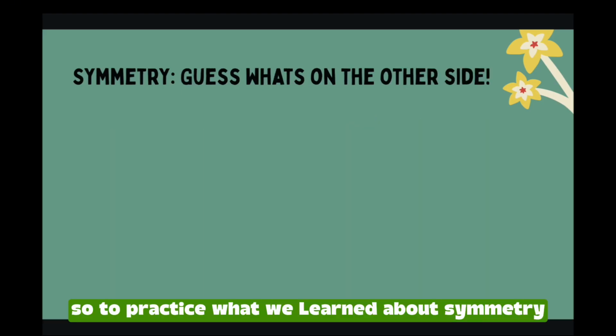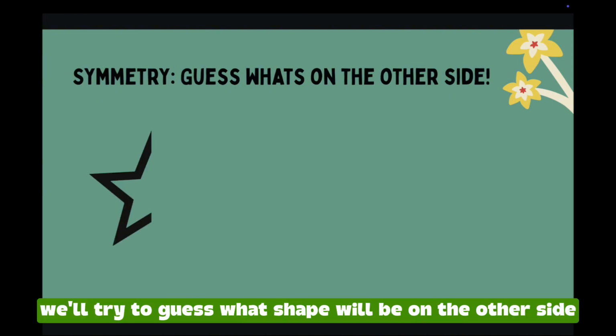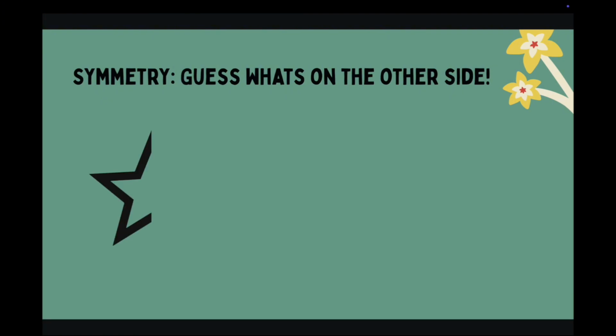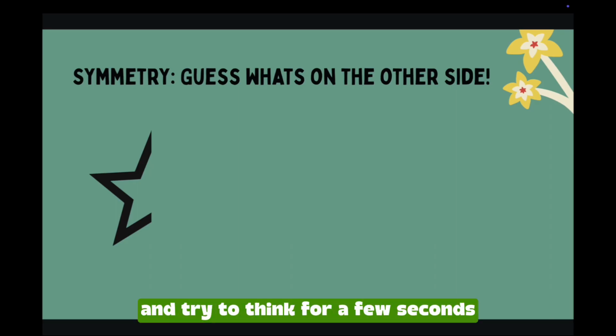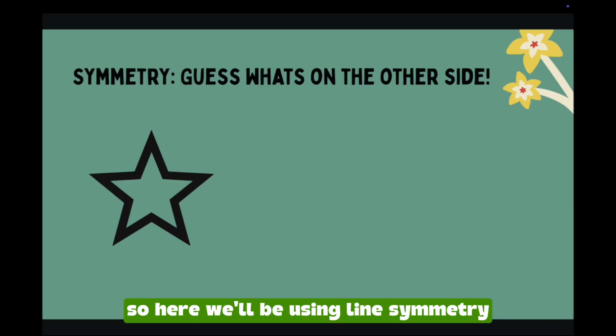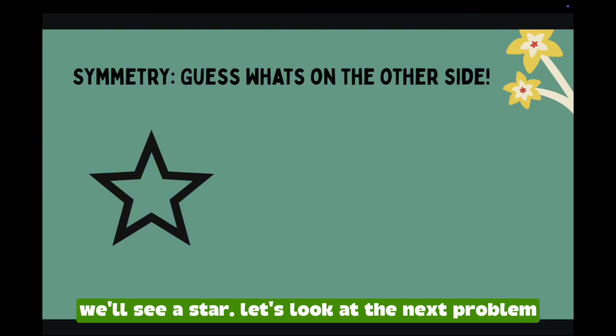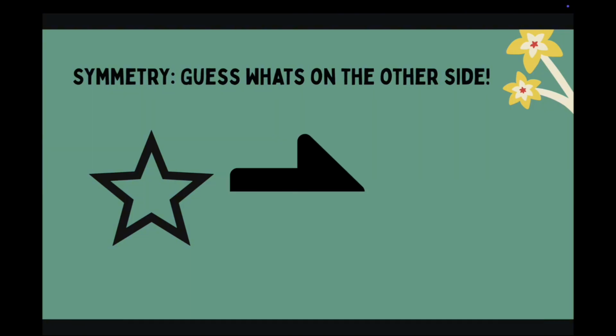So, to practice what we learned about symmetry, let's try to have a little game. We'll try to guess what shape will be on the other side. Please stop the video and try to think for a few seconds about what will be the answer. So here we'll be using line symmetry, and if you fill in the right side of the shape, we'll see a star. Let's look at the next problem.